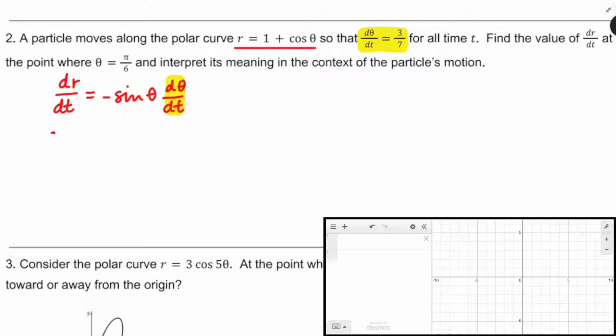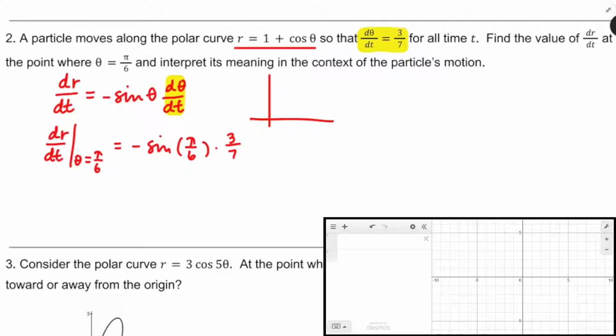So dr dt at theta equals pi over 6 is going to equal the negative sine of pi over 6 multiplied by d theta dt, which was 3 over 7. Now I need to think about pi over 6, which is a 30-degree reference angle in the first quadrant. The sine is the vertical leg, the short side of a 30, 60, 90 triangle, so that's going to be a half. So I've got negative 1/2 times 3 over 7, which is negative 3 over 14.